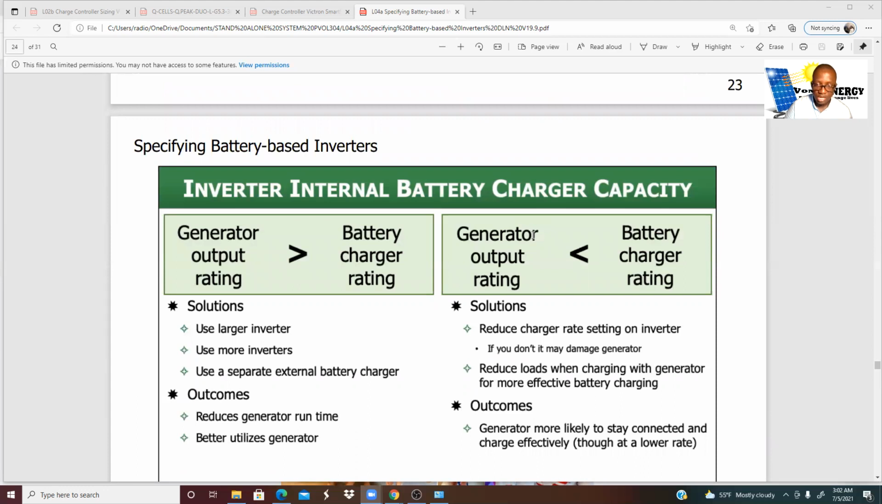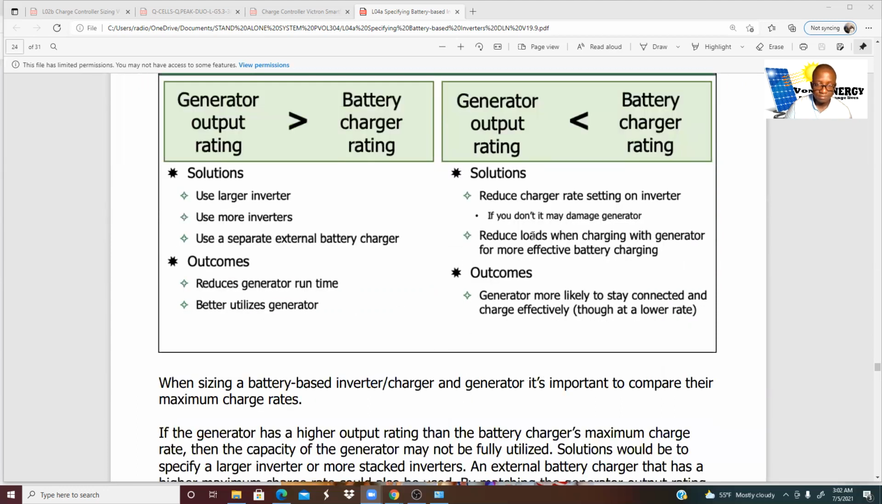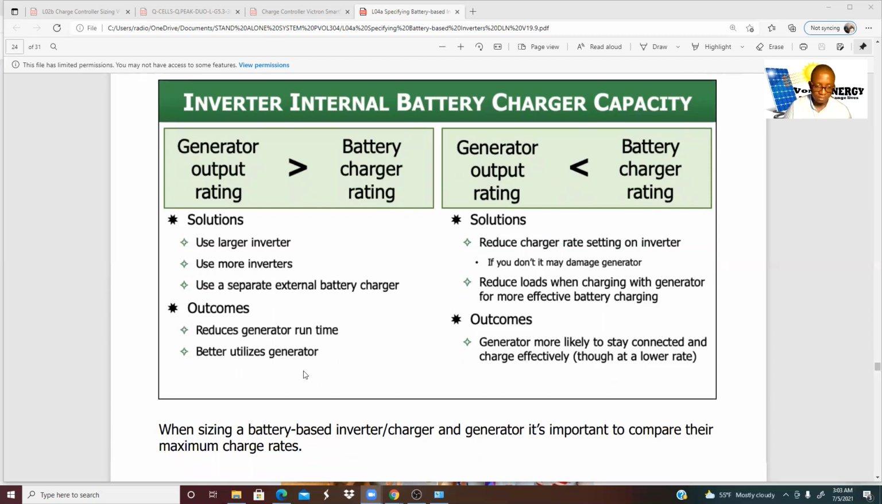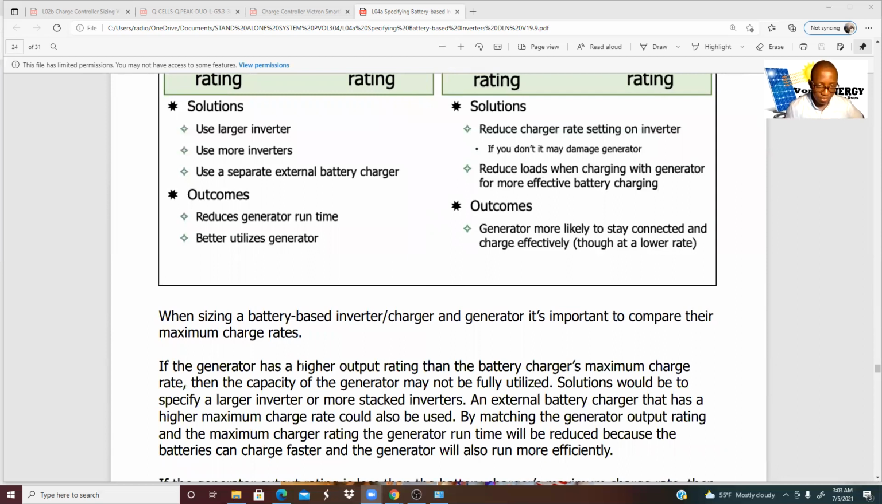Inverter internal battery and charging capacity. Generator output rating versus battery charging rating. Solutions: use a larger inverter, use more inverters, use a separate external battery charger, reduce generator runtime, better utilize the generator. Okay. When sizing a battery-based inverter or charger and generator, it is important to compare the maximum charging rates.